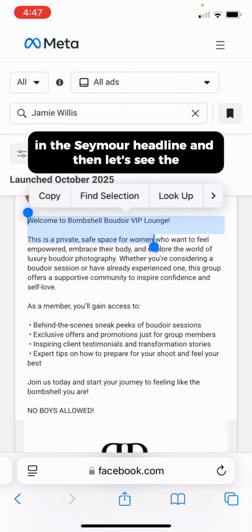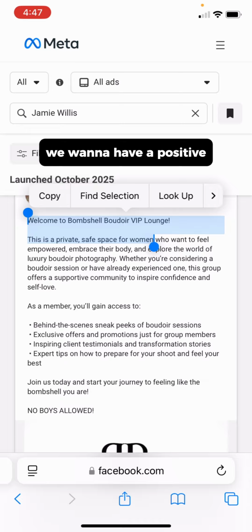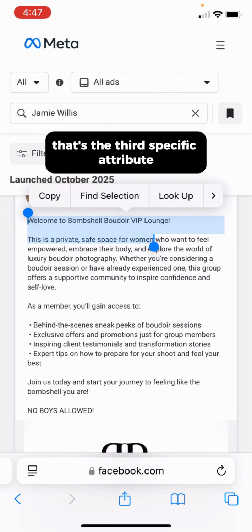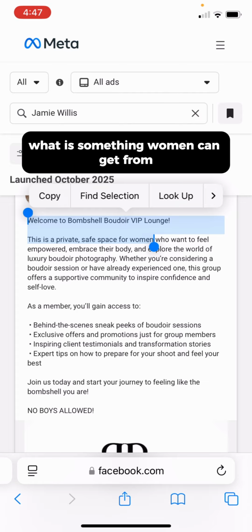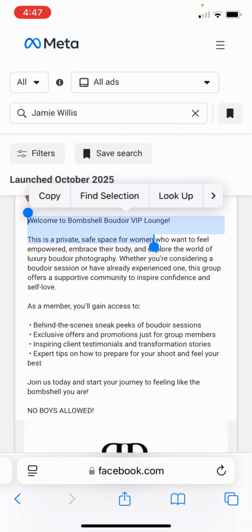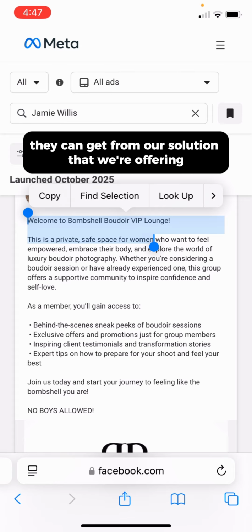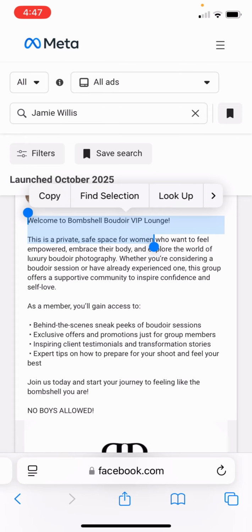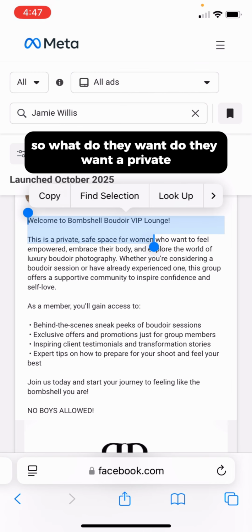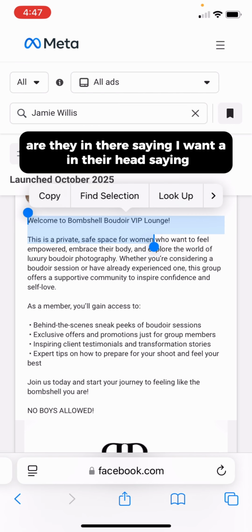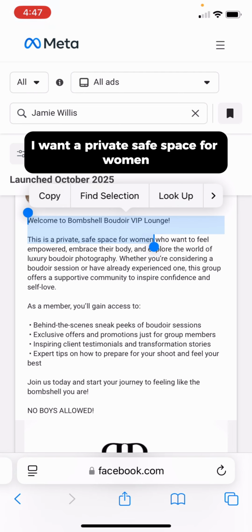And then let's see, we want to have it positive. That's the third specific attribute. What is something women can get from, what is something women are saying in their brain that they can get from our solution that we're offering? So what do they want? Are they in there saying in their head, I want a private safe space for women?